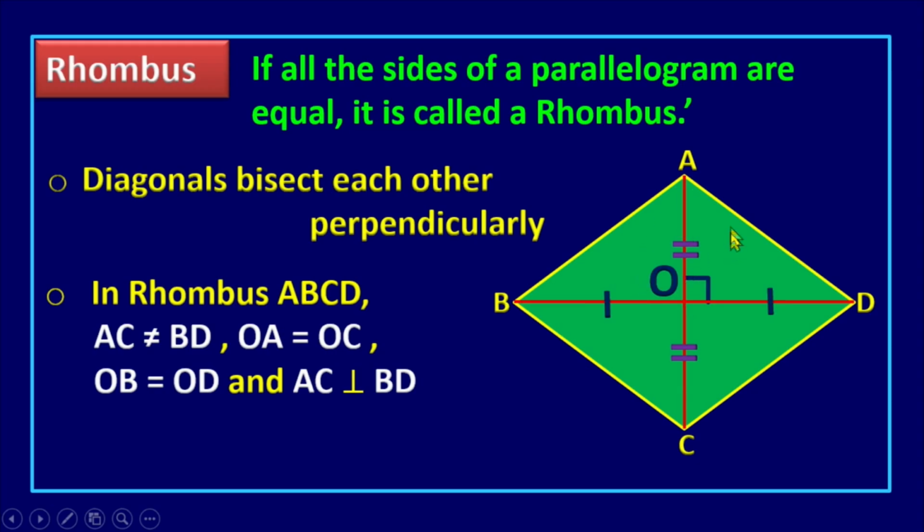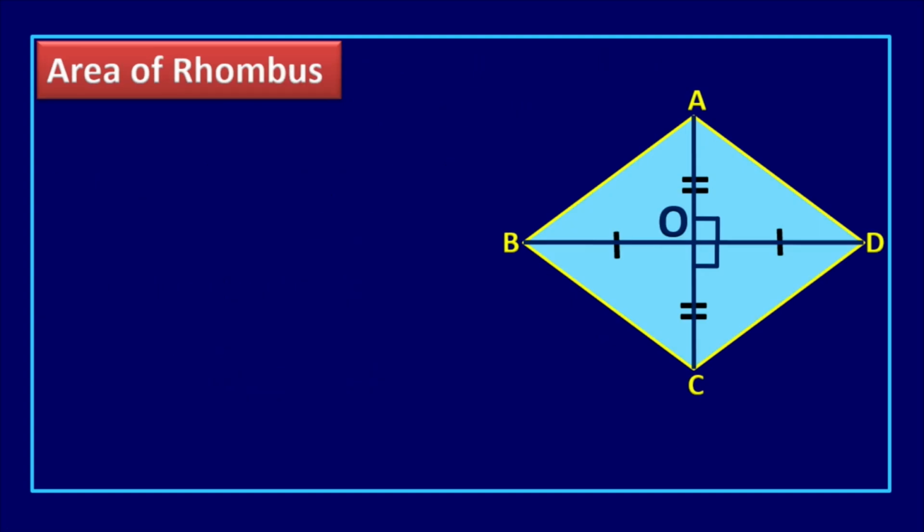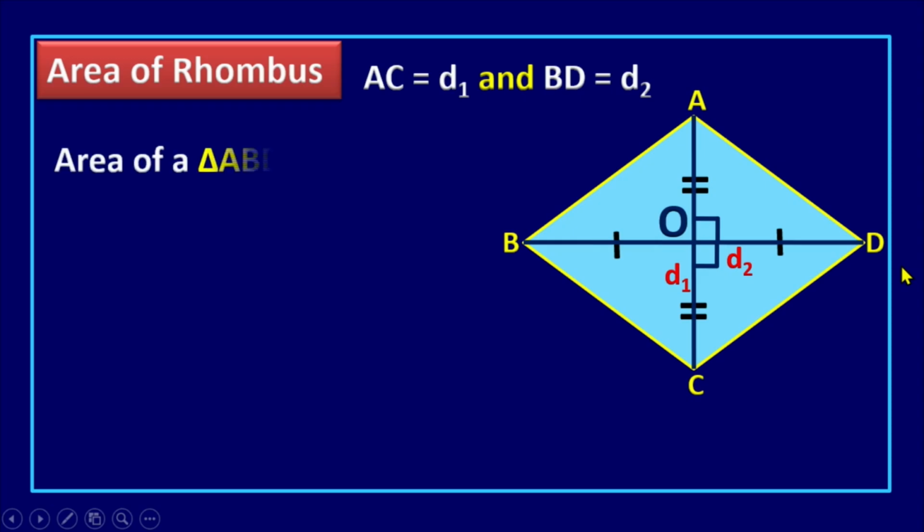But one more important thing you need to remember is the diagonals won't be the same, children. Got it? Now let us find out the area of a rhombus. Let us assume that the length of the diagonal AC is D1 and the length of the diagonal BD is D2. Now the area of triangle ABD is half into base into height, right, children? So base is BD, height is OA.